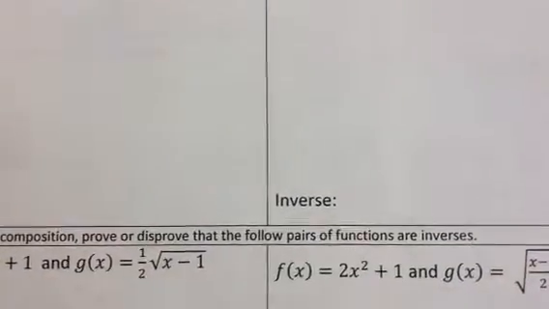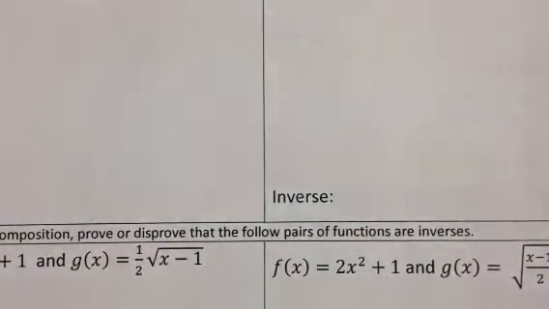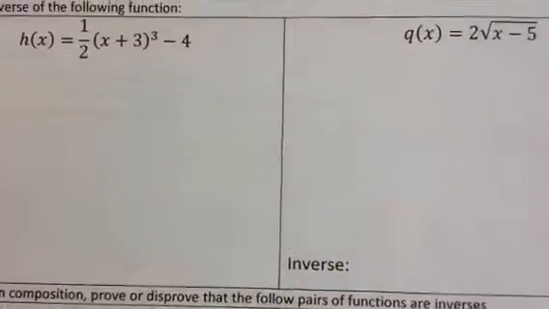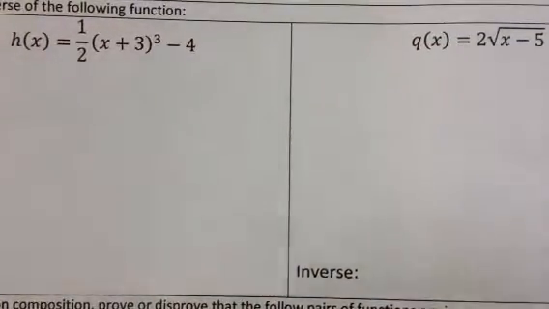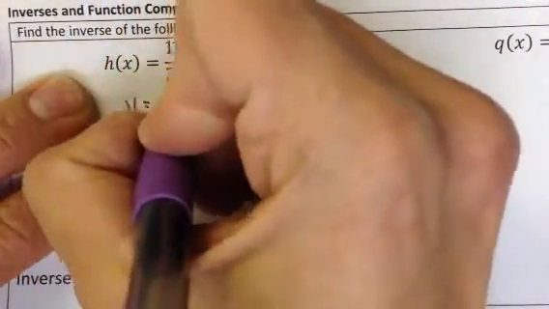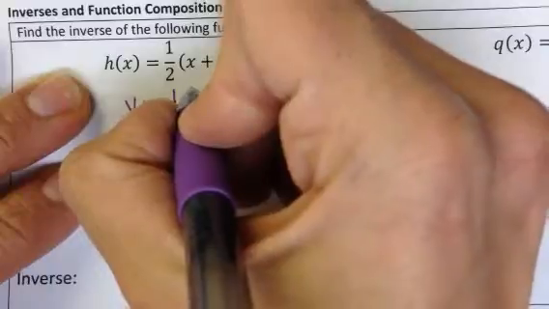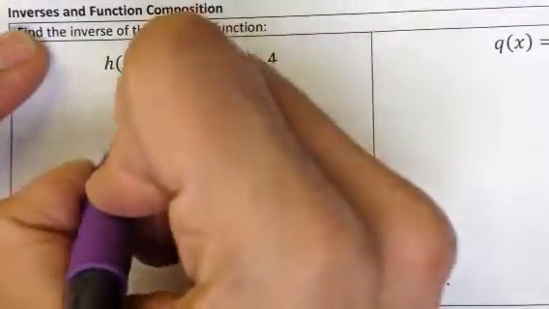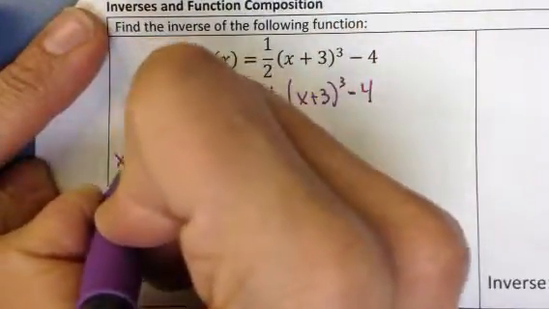Okay, newest part, finding the inverse. So the inverse means there's two types of inverses. One is to switch x and y around and solve for y, which is what the bulk of this is. So h of x I'm just going to turn into y, and I'm going to switch x and y around, switch their spots.